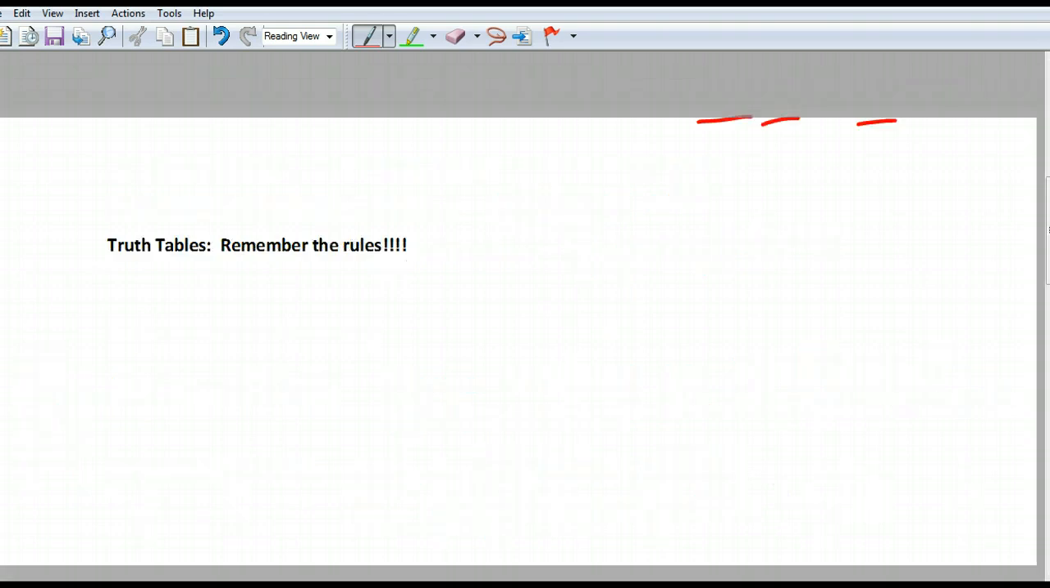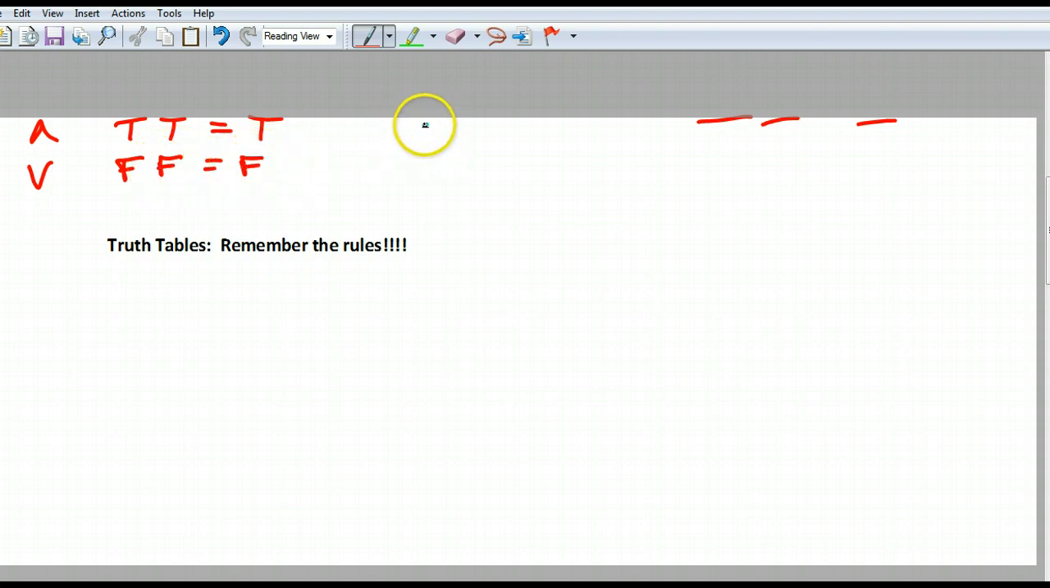Okay, so let's talk about the rules for the truth tables. You guys have to know this stuff. If I said it's an and, what am I looking for in my truth table? Two truths and they equal a what? A true. If I have an or, two falses equals a false.